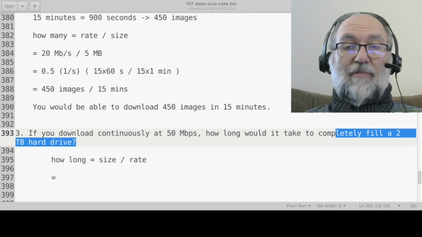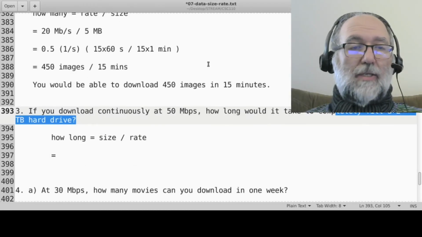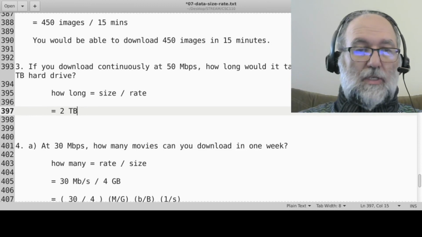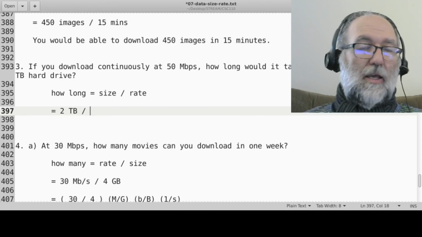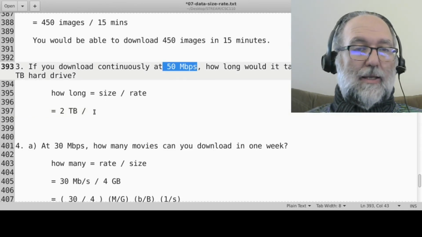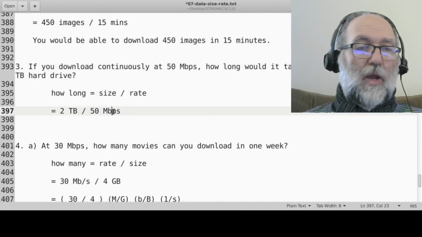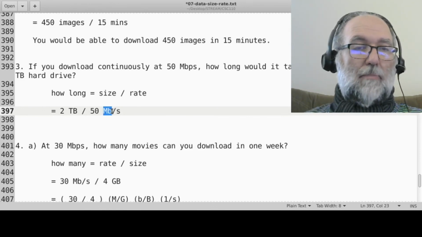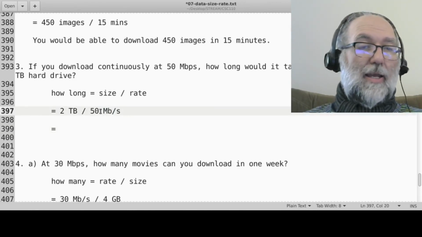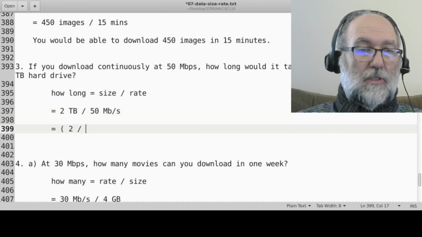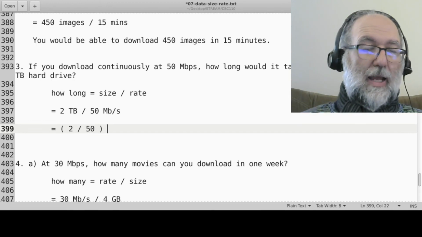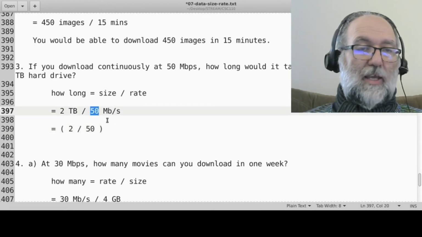Okay, so if you want to completely fill a 2 terabyte drive, that's your size. So over here, the size is 2 terabytes. The rate is 50 megabits per second, like that. Let's write the megabits like that. All right, so as a fraction, megabits per second. Now here we're dividing by a fraction, so let's put the numbers to the side first. So it's 2 divided by 50.